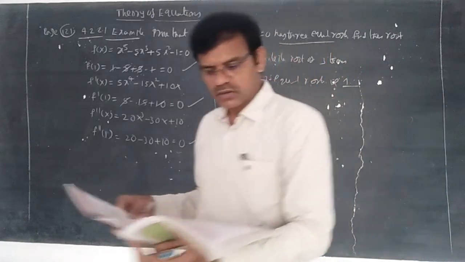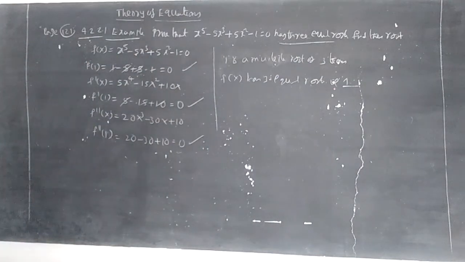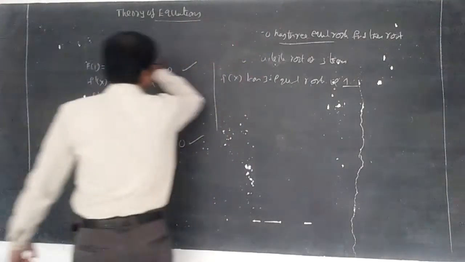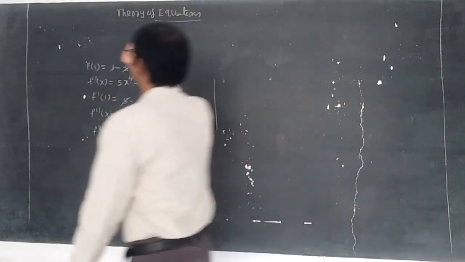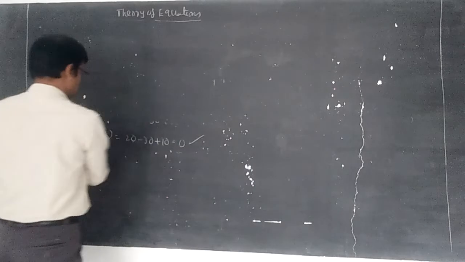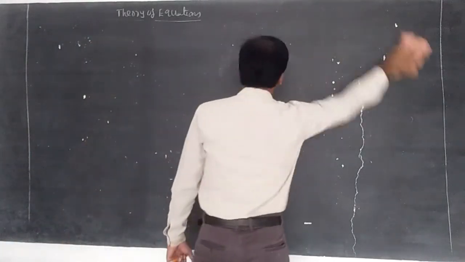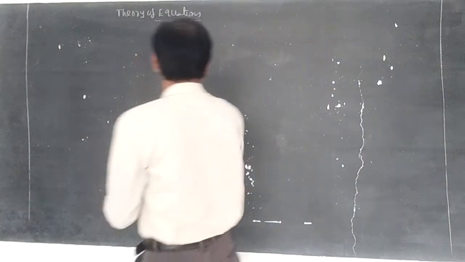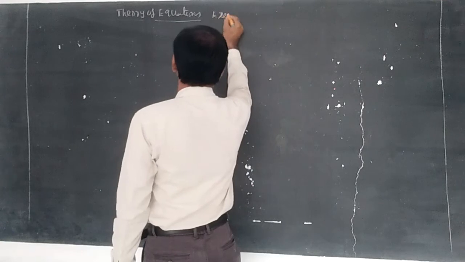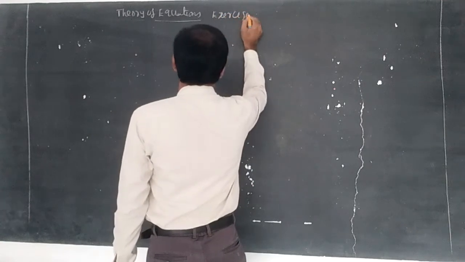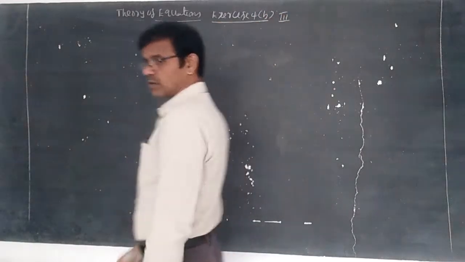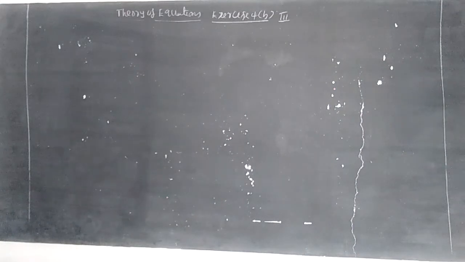Now we can enter into exercise 4b. I already said, students, Roman number 1 and 2 are homework. Roman number 3, today I want to discuss. Exercise 4b, Roman number 3 sums. Here we will start exercise 4b. Roman number 3 is: solve.